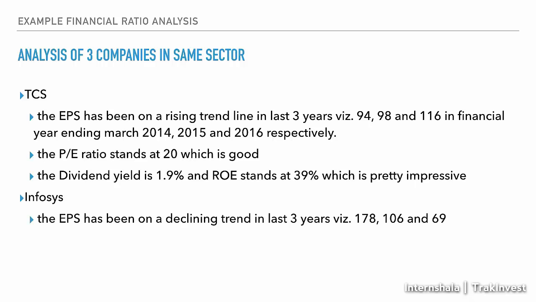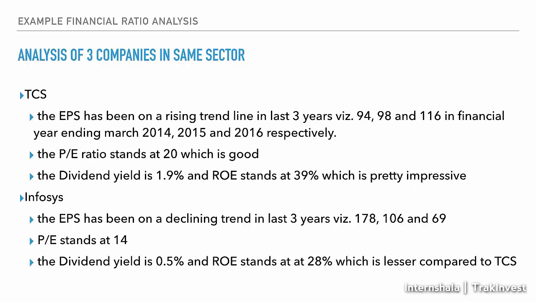For Infosys, the EPS has been on a declining trend in the last 3 years at 178, 106 and 69. P/E stands at 14. The dividend yield is at 0.5% and ROE stands at 28%, which is much lesser as compared to TCS.